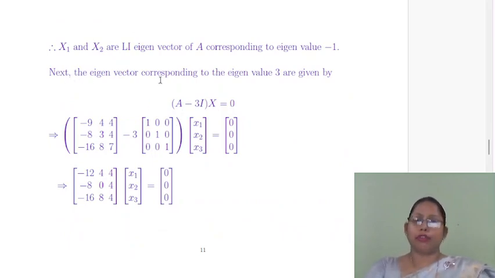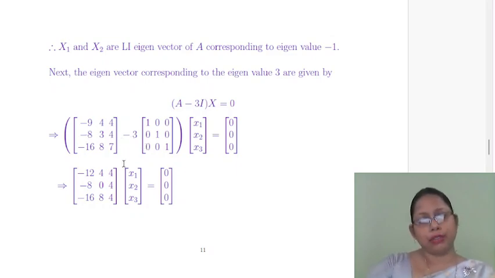Next, the eigenvector corresponding to eigenvalue 3 is given by (A minus 3I)x. Again, Ax equal to 3Ix. Bring 3Ix to the left hand side, I will get A minus 3I. Take x common, then it will be (A minus 3I) within brackets, x equal to 0. Put the value of A and the identity matrix I of order 3. Then subtract 3 from the diagonal elements of A, and we will get this matrix.